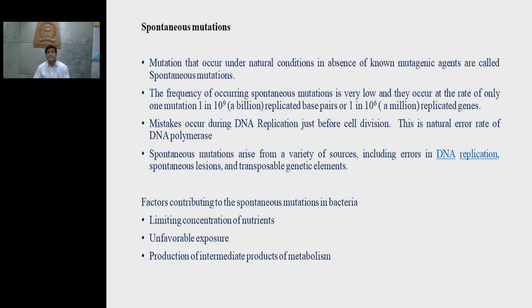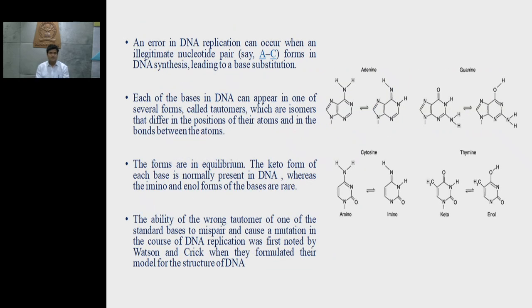So this spontaneous mutation arises from a variety of sources. We can say replication, lesions, and maybe another reason is what? Transposable genetic elements. We can see here error in DNA replication, nucleotide, DNA synthesis. These are important, we can get this information. There is a quite possibility of addition of a particular wrong nucleotide.